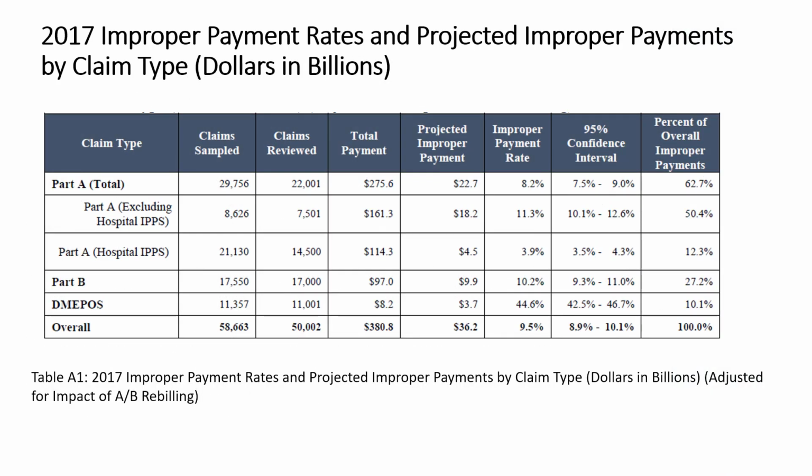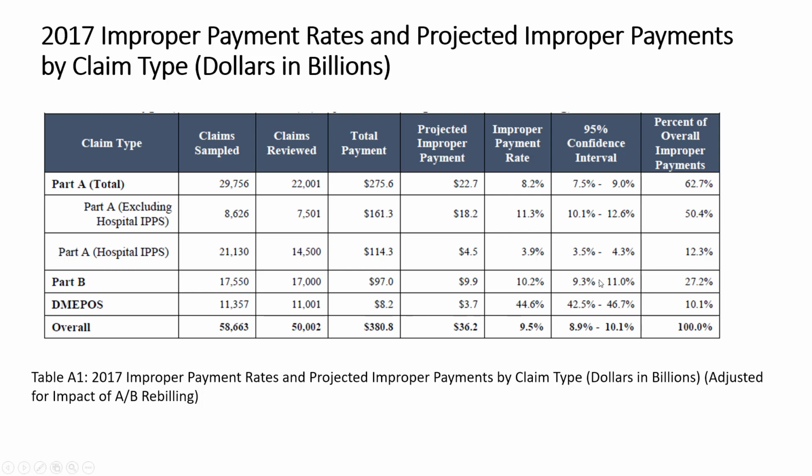So for 2017, which is the last full year that we have the data, what you can see here is the improper payment rates identified for Part A, Part B, the DME point of sale, and then the overall. If we're looking at Part B, for example, we can see that the improper payment rate was 10.2%, or somewhere between 9.3 and 11%. The percent of overall improper payment amounts was 27.2%.